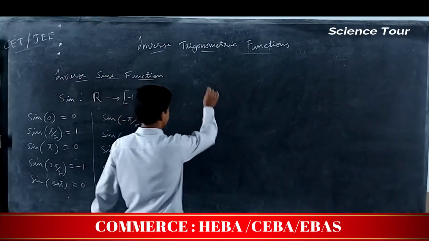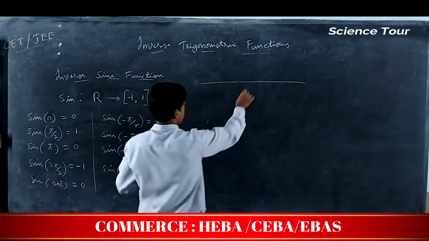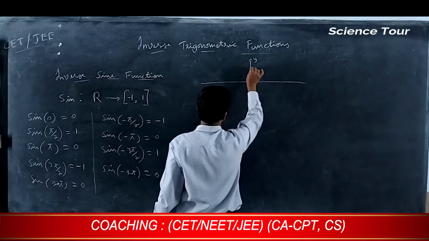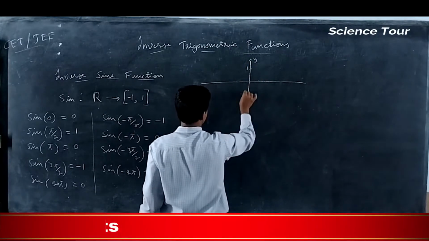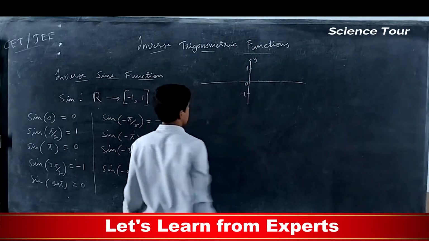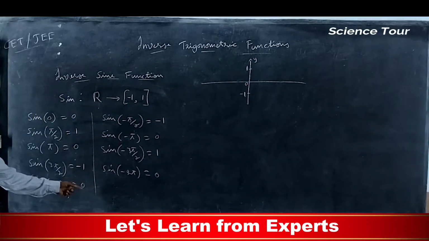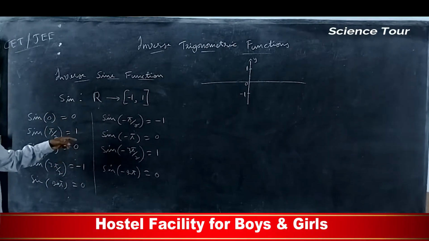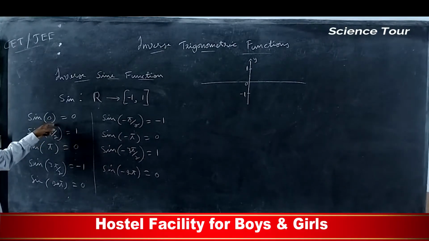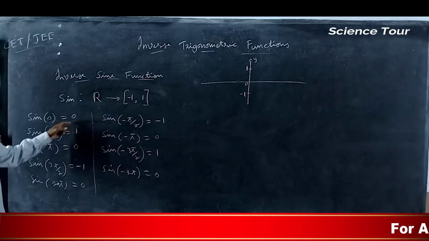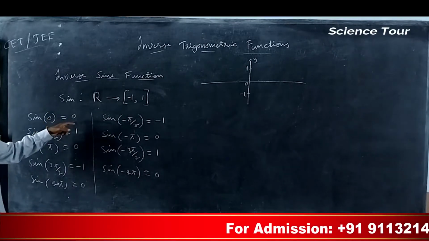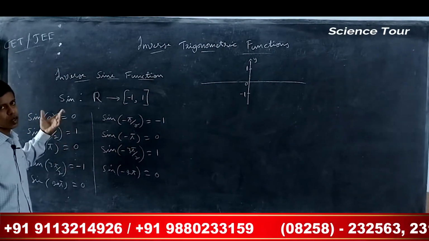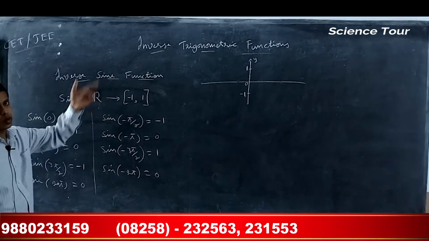Now let us plot the graph. When you plot the graph, on the y-axis you have 1 and -1, and you have 0 here. So these values lie between -1 and 1. If you take sine 45, sine pi by 4, you will get 1 by root 2. If you take sine 30, you will get 1 by 2. So all those values are there. It is not that only -1, 0 and 1; all the values between -1 and 1 are there.